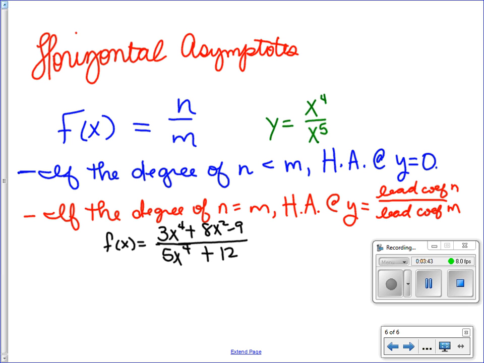Alright, so I have a 4 and a 4. They're equal. So I have a horizontal asymptote at y equals 32. Oh goodness, it's so easy, right? Yes, no? It's not easy?